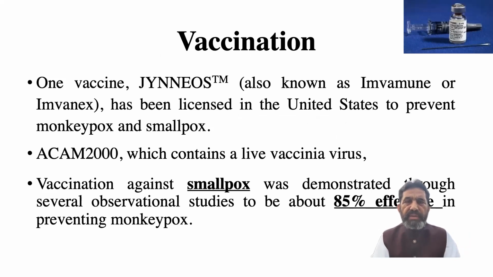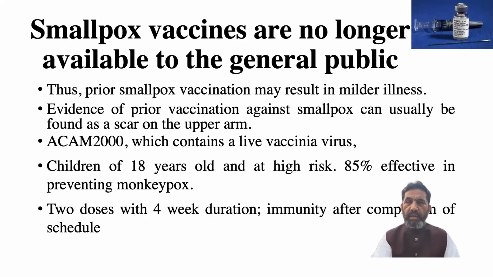This vaccine, also known as Jynneos or Imvamune, is the name of the vaccine being used for smallpox, and they consider it 85% effective against monkeypox. But I think it may be effective in reducing the symptoms and the complications of this disease. That is why it is being used in the upper arm.